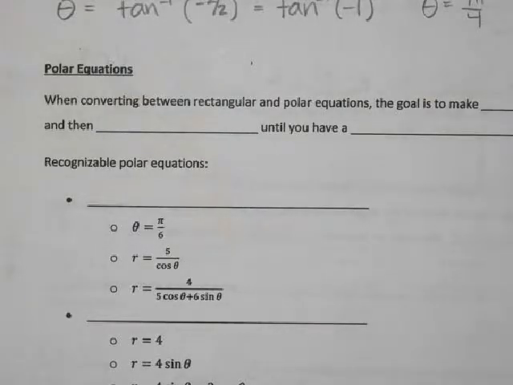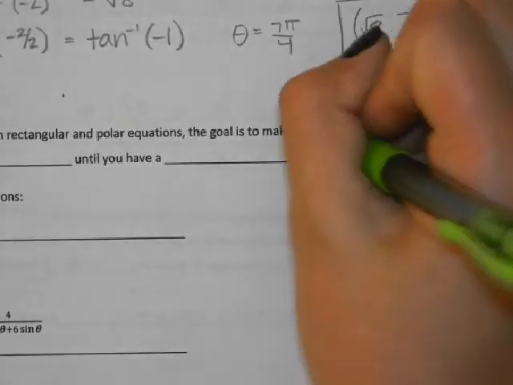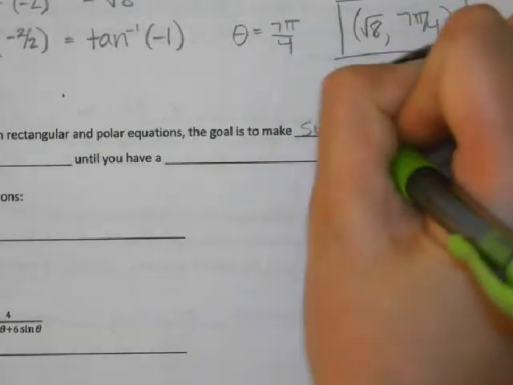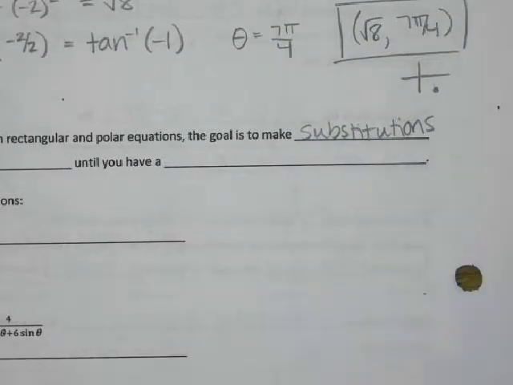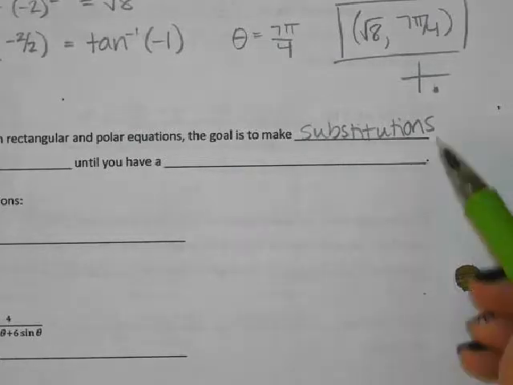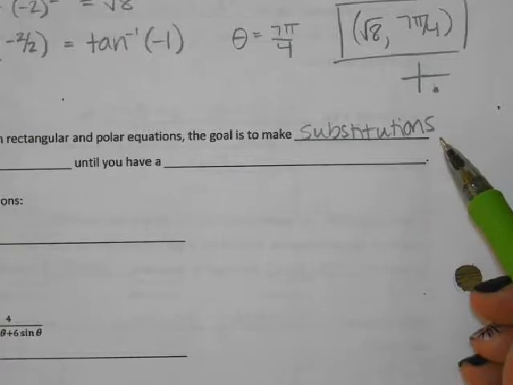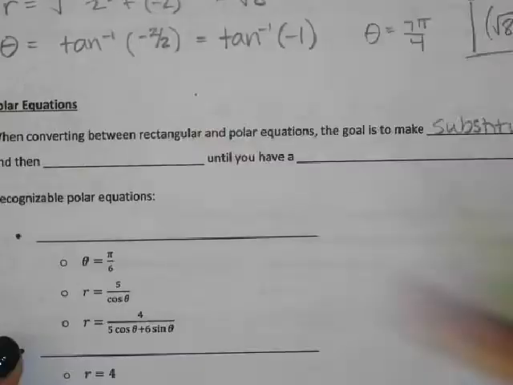When you are converting between rectangular and polar equations, the goal is to make substitutions. And the substitutions are based off of those 4 equations we already wrote: x equals r cos theta, y equals r sine theta, r equals the square root of x squared plus y squared, theta equals tan inverse of y divided by x. So those substitutions are still the same 4 equations we already worked with. So first make substitutions, then simplify.